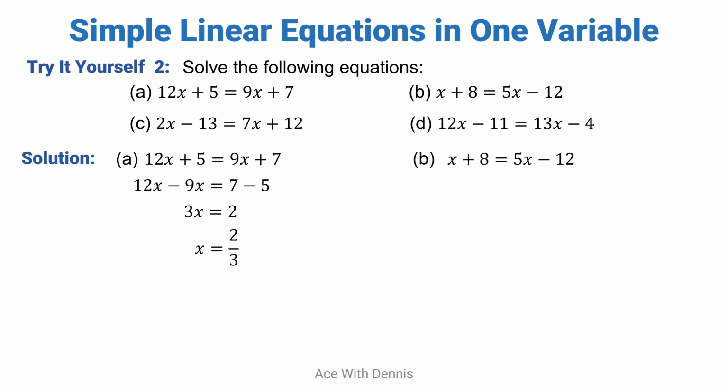For B, x plus 8 equals 5x minus 12. Now we want to move the x to the right hand side so that the x term becomes positive, and the minus 12 to the left hand side becomes plus. Hence 8 plus 12 equals 5x minus x. 20 equals 4x. Then x will be 20 divided by 4, which is 5.